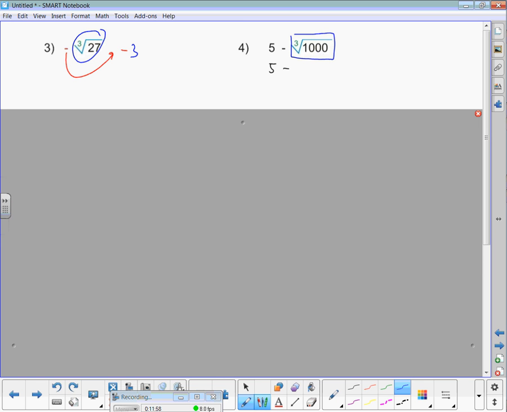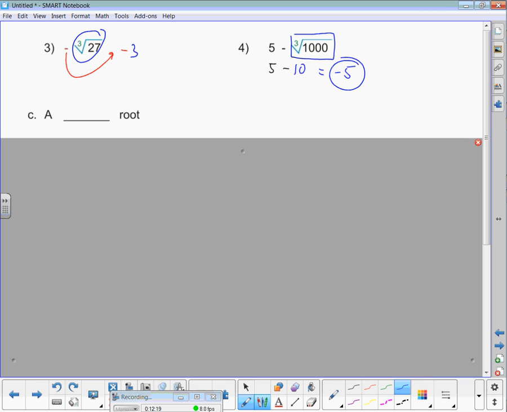Well, 10 times 10 is 100, times 10 is 1,000. So the cube root of 1,000 is 10. And now we have this simplistic problem. 5 positives and 10 negatives leaves us an ultimate solution of negative 5. Follow the order of operations. That's it.